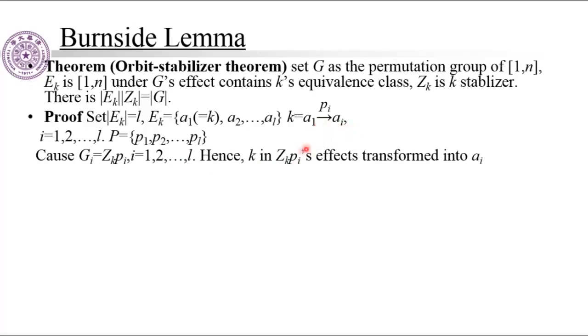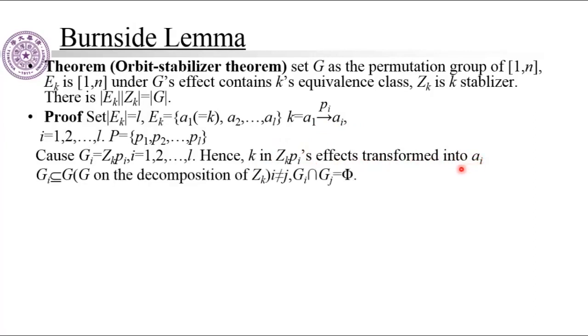Then elements k under the effect of Zk Pi will be transformed into Ai. Simplified, Gi should be a subset of G, corresponding to different i. For example, if i and j are different, then their corresponding permutation operations should be different too. Therefore, Gi intersected with Gj should be an empty set.